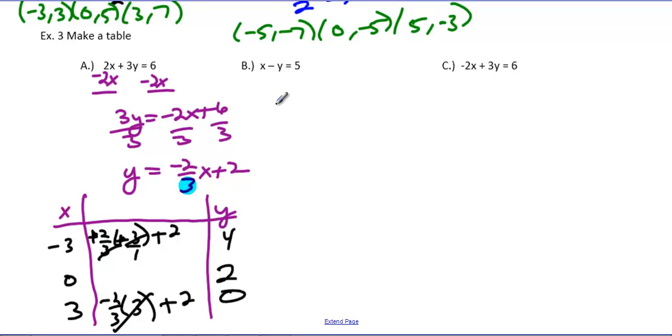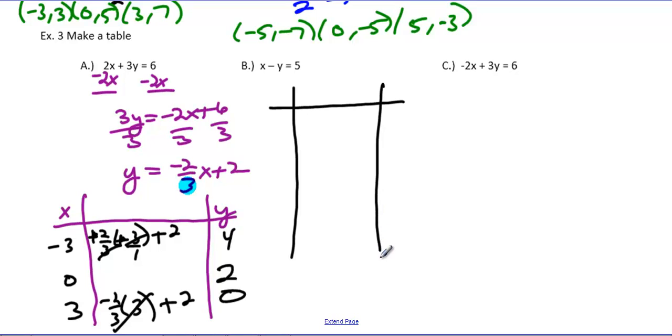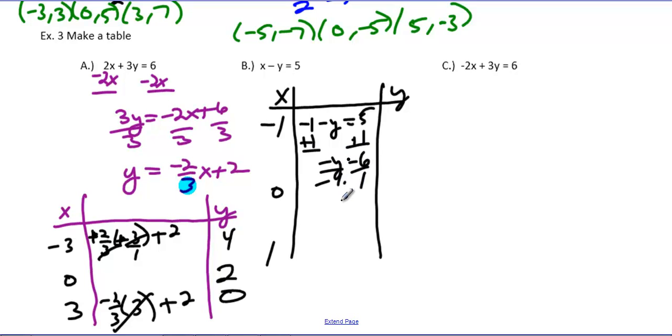The other way of doing the problem is you could go straight to the table. It's just going to require a little bit more work. Now, I don't know what to choose because y is not by itself. I don't know if there'll be a fraction or not. So I'm going to do negative 1, 0, 1. And again, I plug it in for x. And now I have to solve this equation. So plus 1 to both sides. That's 6. That should be an equal sign. Divide by negative 1. And we get y equals negative 6.